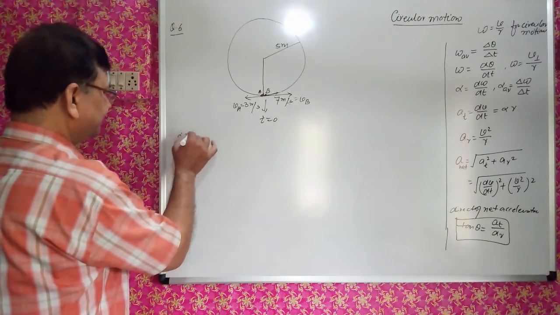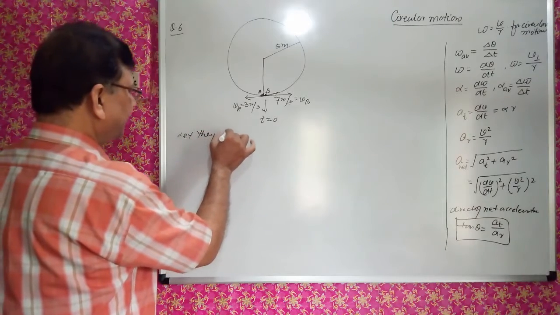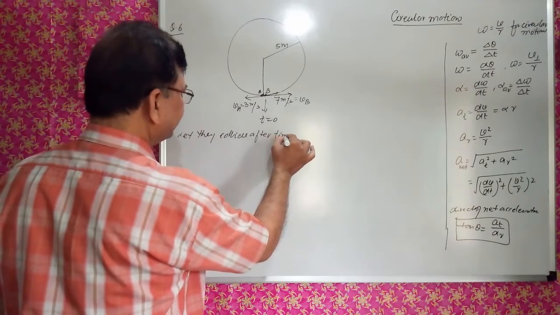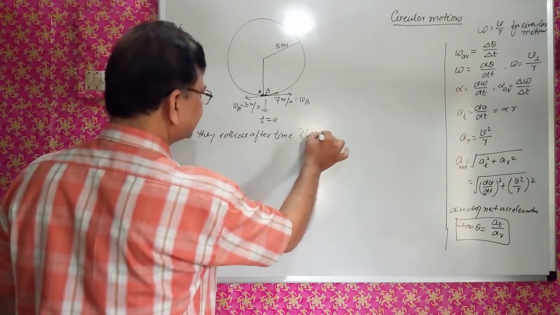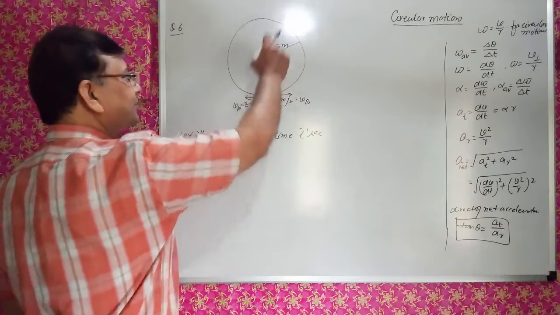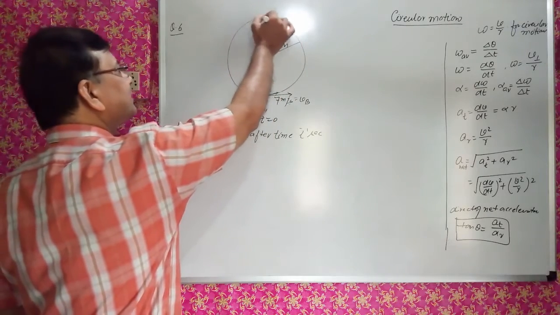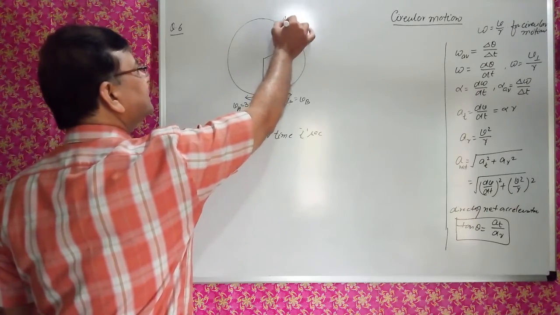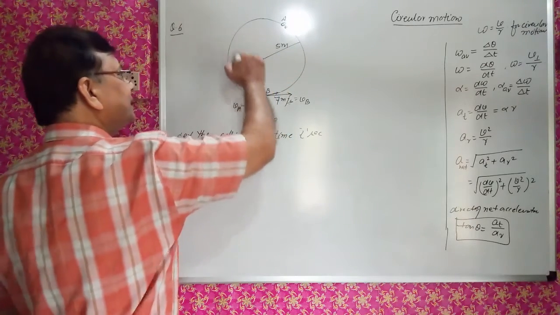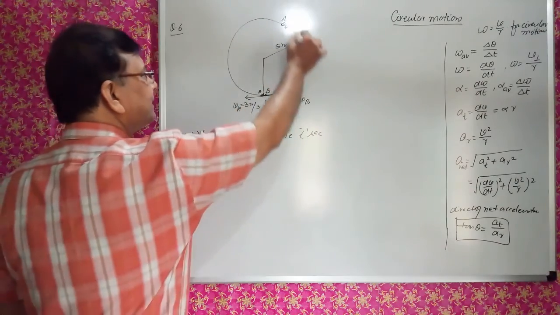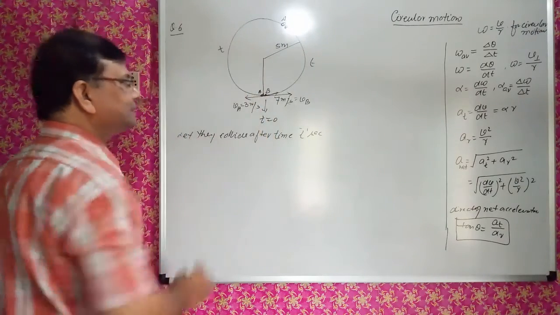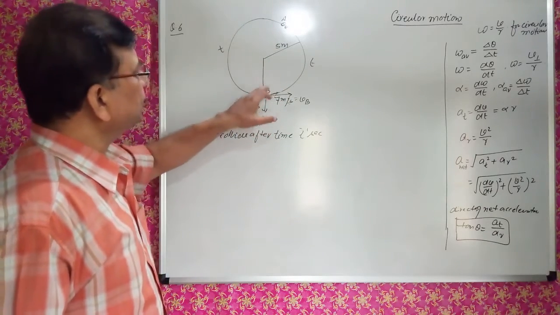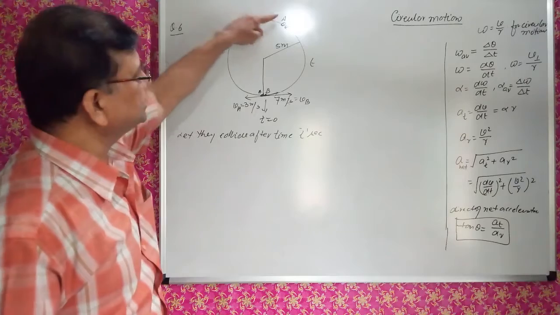So let them collide after time t seconds. Means they started, and after time t they will collide somewhere here, suppose. Here they are colliding. This is A and this is B. And the time taken by A and by B will be the same in both the cases. So total distance covered by both will be how much? It is 2πr.